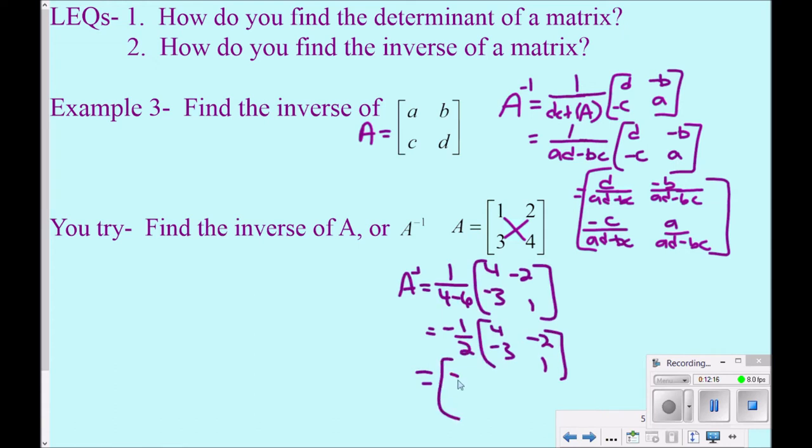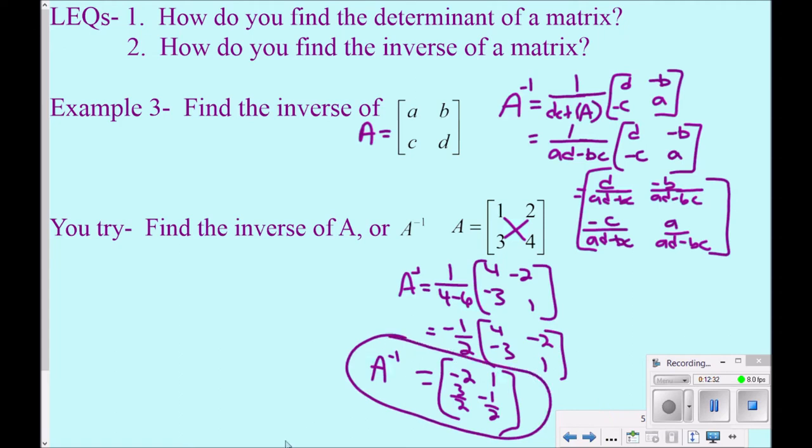which gives me 4 times negative 1/2, which we know is negative 2. Negative 2 times negative 1/2 is positive 1. Negative 3 times negative 1/2 is positive 3/2. And 1 times negative 1/2 is negative 1/2. So that is A inverse. Okay. So that takes care of inverse.